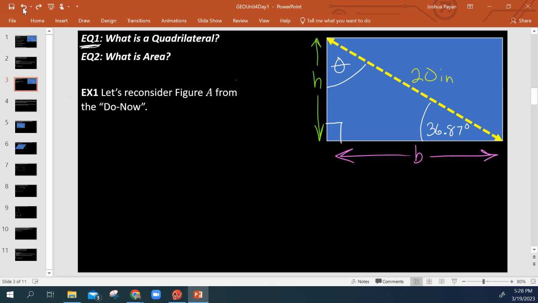So, EQ1, what is a quadrilateral? Well, it's simply a polygon with four sides and or vertices. Okay, so here we see an obvious quadrilateral. It's a polygon with one, two, three, four vertices or four side lengths, right? Okay, so that brings us into EQ2.